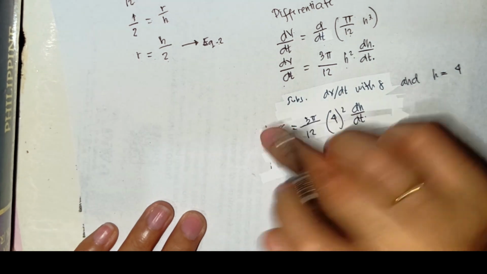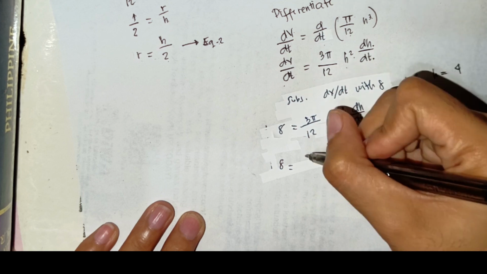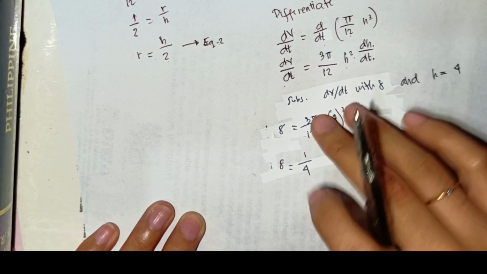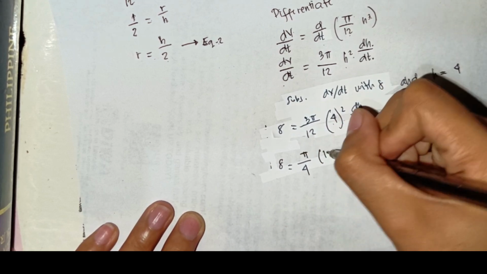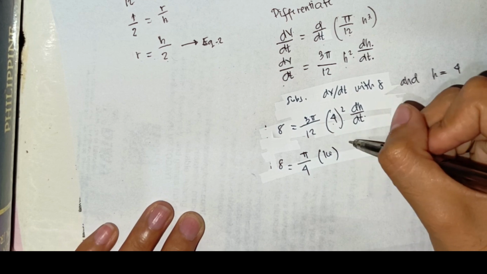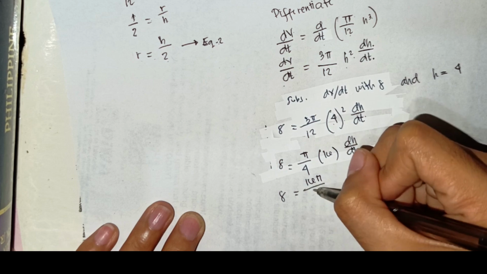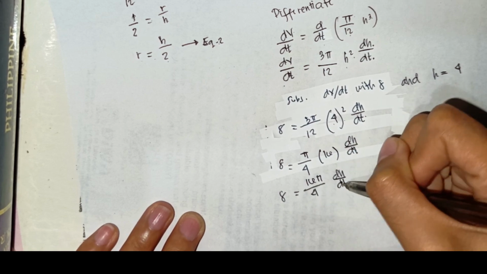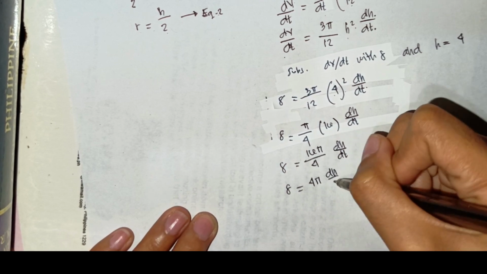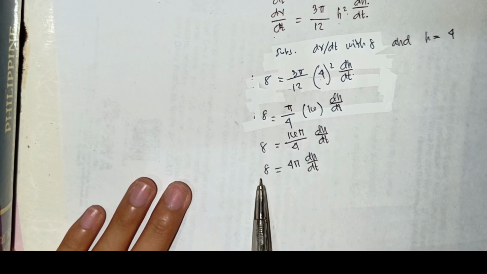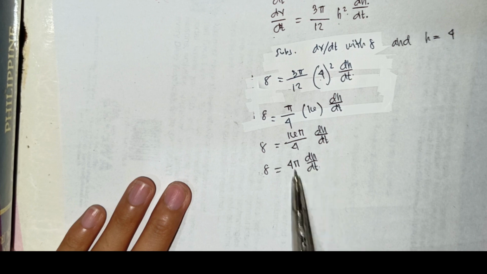Now, 8 is equal to 3 and 12. Let's convert it into 1/4, right? Times pi. So, pi times 16 dh/dt. So, 8 equals 16 pi over 4 dh/dt, which is 4 pi dh/dt. Now, let's divide both sides by 4 pi.